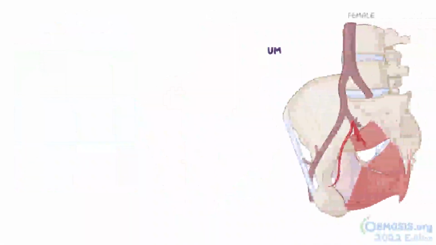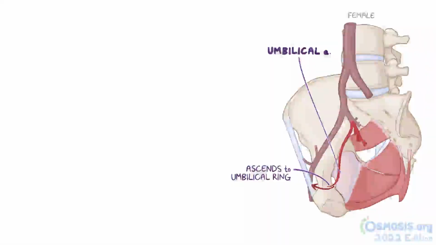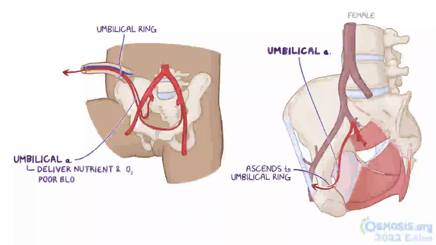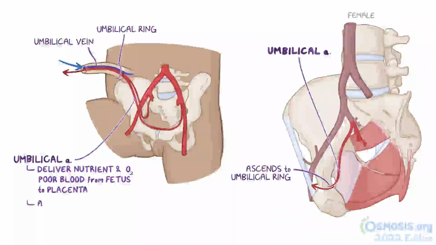So let's start off with the umbilical arteries, which run antero-inferiorly along the lateral wall of the pelvis and ascend towards the umbilical ring. Before birth, the umbilical arteries are the main continuation of the internal iliac arteries and pass through the umbilical ring and travel through the umbilical cord to deliver nutrient and oxygen-poor blood from the fetus to the placenta. Here, the blood becomes replenished with nutrients and oxygen and is sent back to the fetus by the umbilical vein. After birth, the umbilical cord is cut and the umbilical arteries obliterate distally.